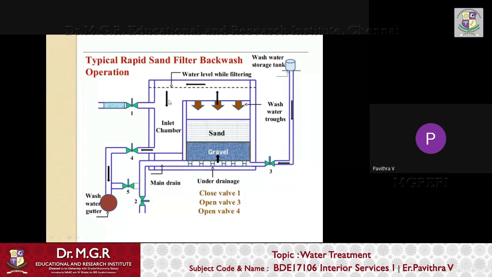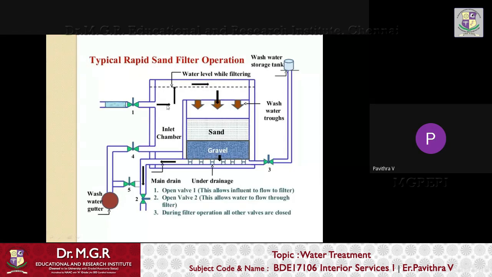Filtration process will be like this. When you see this arrow mark itself, you could get what filtration is. So the water will be coming like this. After that, it will be fed into the sand and the gravel layer, then it will be collected separately by means of another valve.